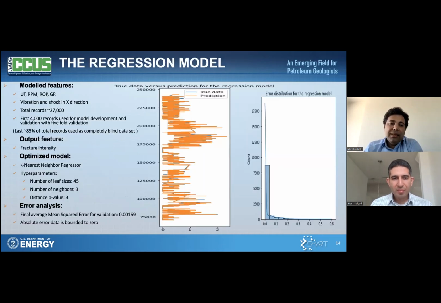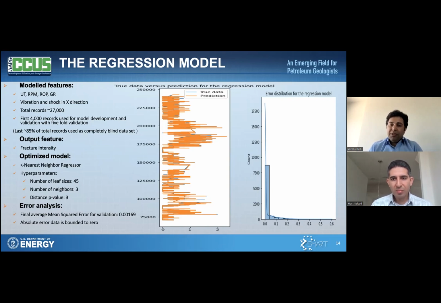So that's that. And then we found that, for example, for this case, we had a total of 27,000 records. So the resolution here is 0.1 feet. Okay. Yeah, and then out of that, we just picked around 4,000 feet of records, and then trained the model and deployed that. Again, the optimized model and the optimized software parameters are found as such, and then we got a very small error. And again, as I said, in this case, 85% of the fracture intensity log was a complete blind.